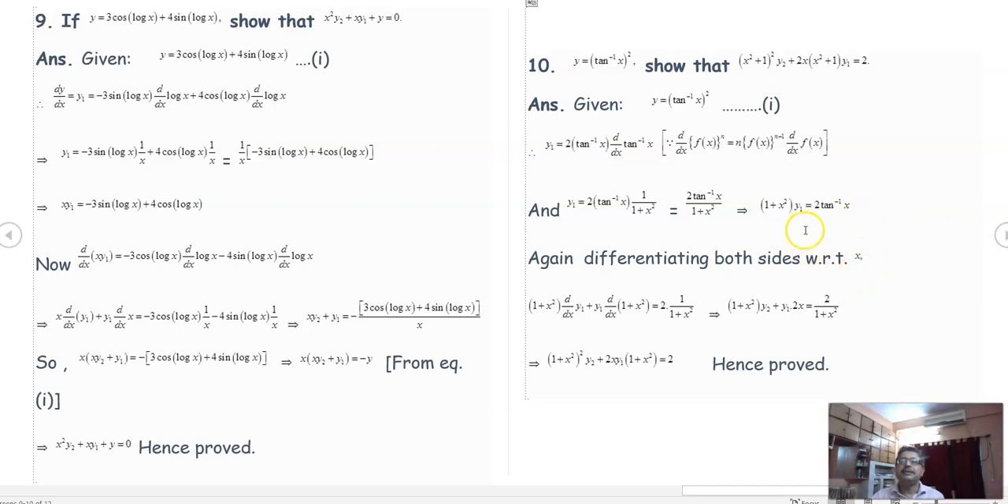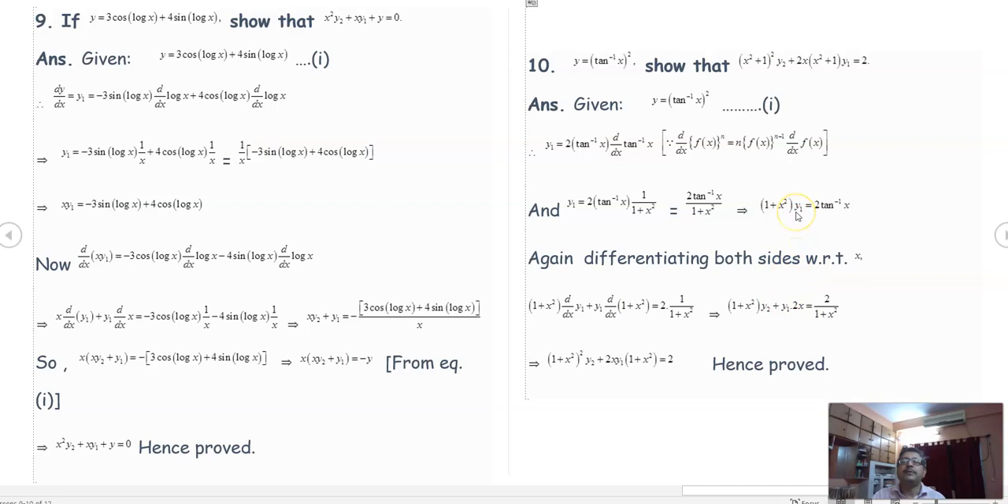You differentiate this one once more, then 1 plus x square into y2. The derivative of y1 is y2. When you differentiate once, it will be y1. When you differentiate twice, it will be y2. I mean, y1 stands for dy by dx, y2 stands for d square y by dx square. So this expression, when you are going to differentiate, you use the product rule here. First term, differentiation of 1 plus x square. What does it give? It will give us 2x.